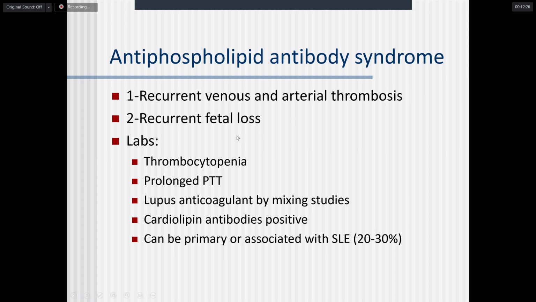Or recurrent fetal loss. So if your patient, for example a male, has recurrent venous and arterial thrombosis, or a female has DVT or recurrent fetal loss, in addition to thrombocytopenia, prolonged PTT, lupus anticoagulant, cardiolipin antibodies positive, then this is antiphospholipid antibody syndrome. It can be primary or associated with lupus. We see this more in females. So one of these plus lupus anticoagulant.